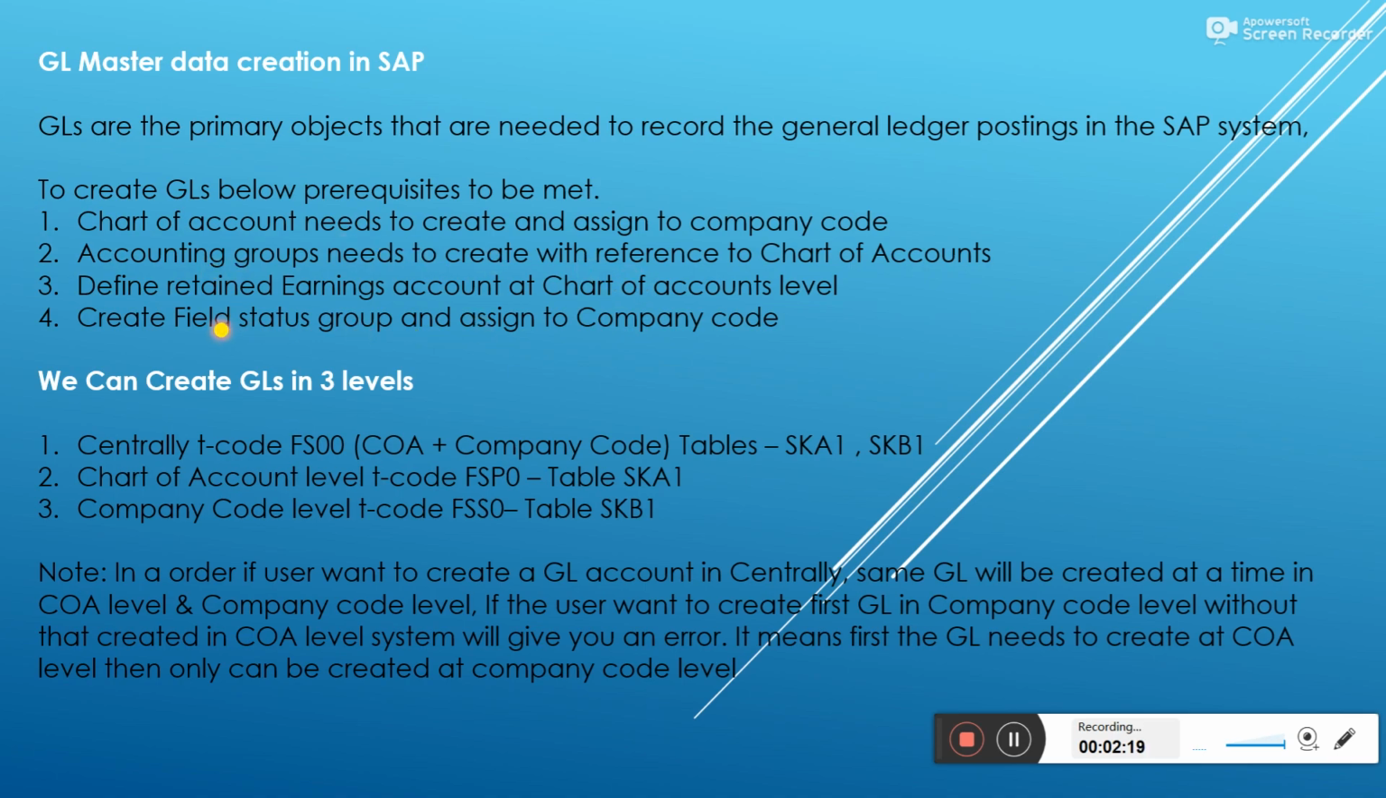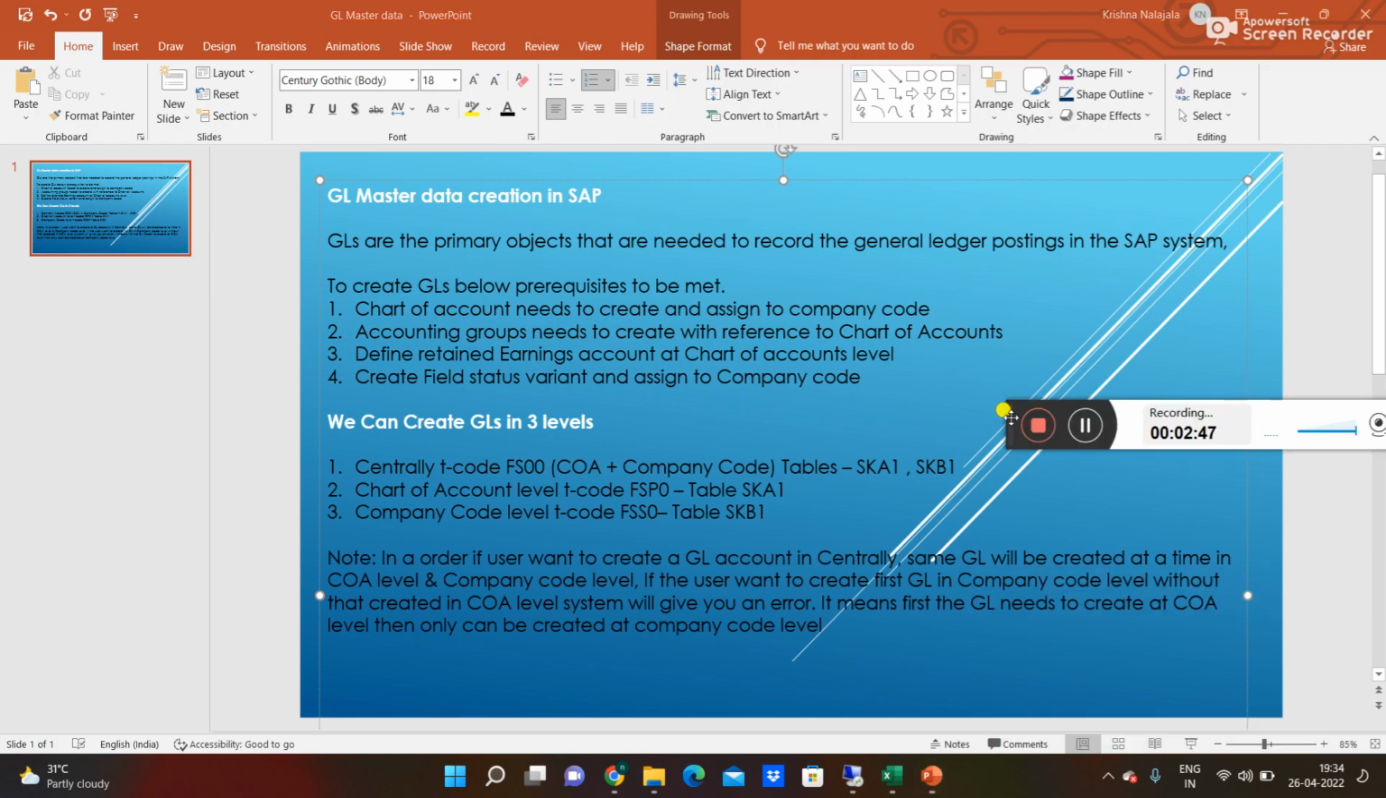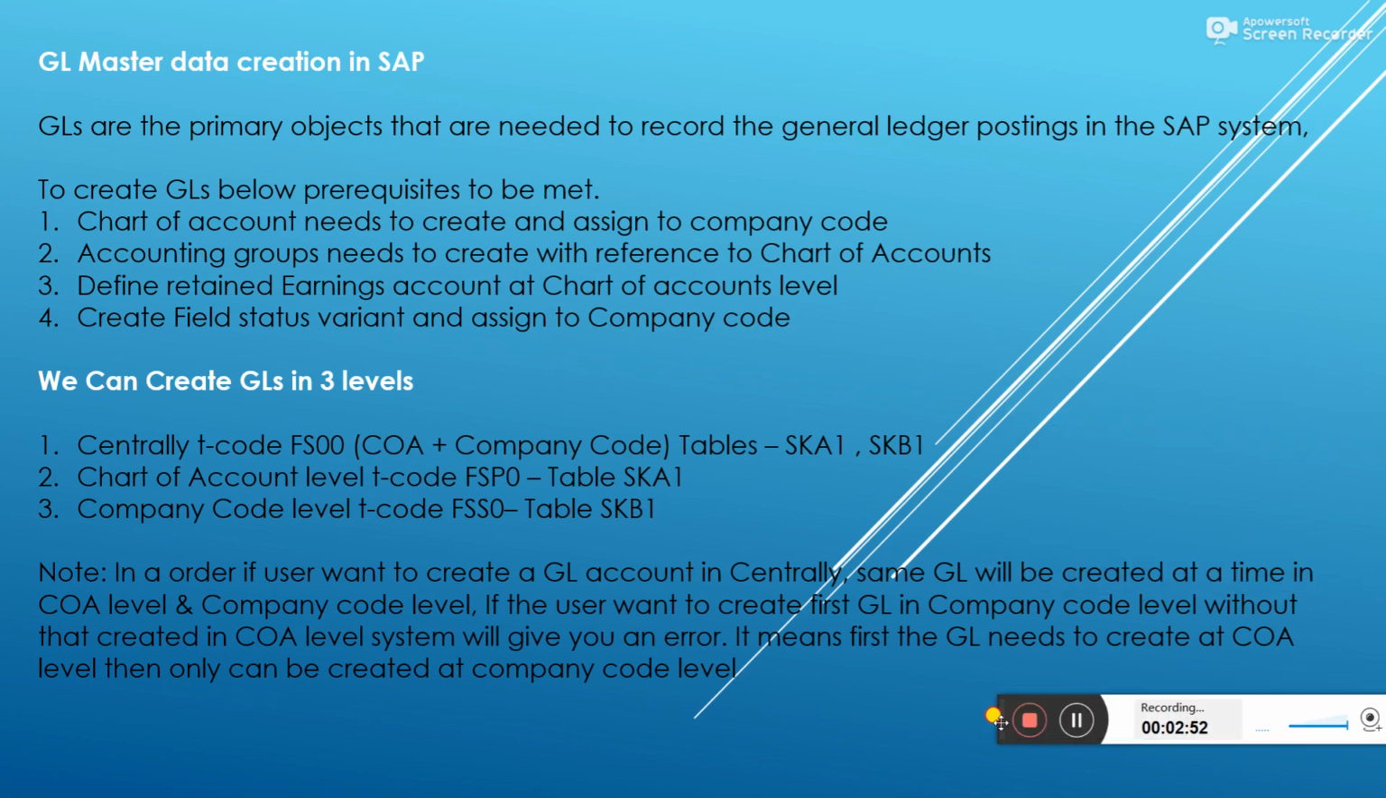The third one is to define a retained earnings account. To define a retained earnings account also, we need to have a chart of accounts already created in the system. The last one is to create a field status variant. It's not a group, it's a variant. It's a typo. Create a field status variant and assign it to the company code again. So these are the four prerequisites we need to have. Then we are good to create a GL account.